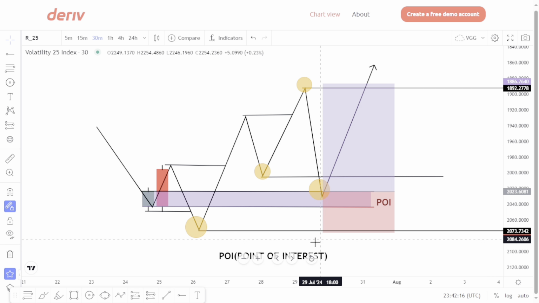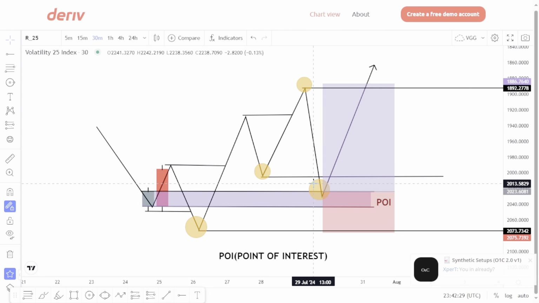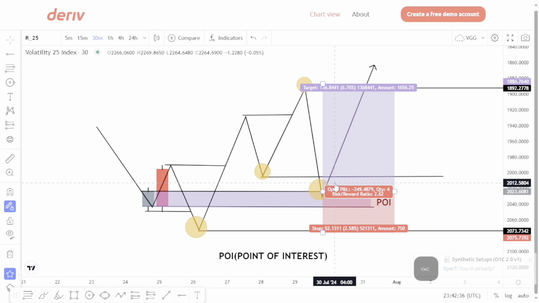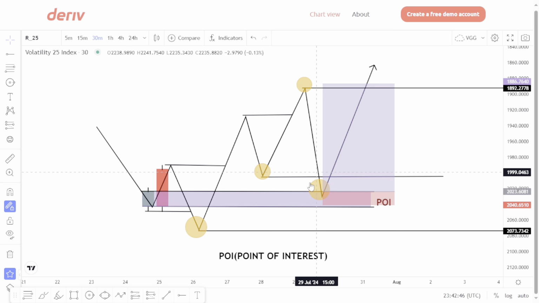If you don't want to use confirmation entries like the candlestick confirmation, your stop loss should be here. But note that if you're not using the confirmation candles, your risk to reward ratio is going to be less. If you use confirmation candles like the pin bar, the inverted hammer, the engulfing candlestick patterns, your risk to reward ratio is going to be higher.